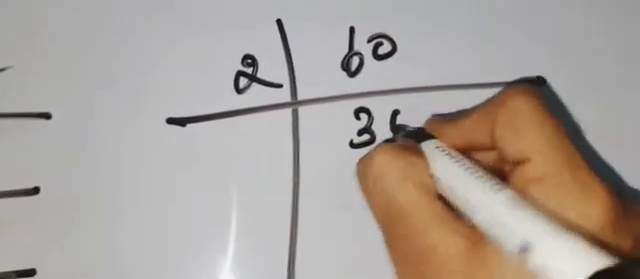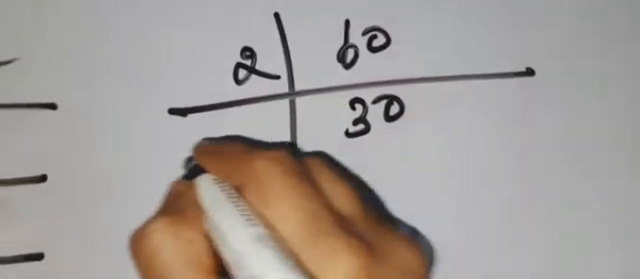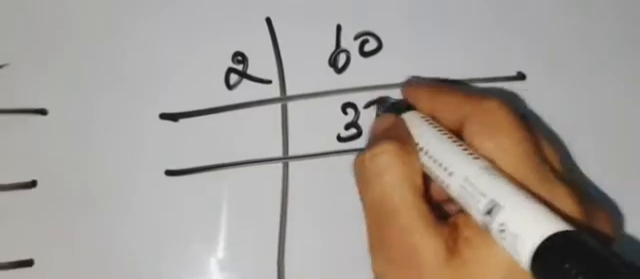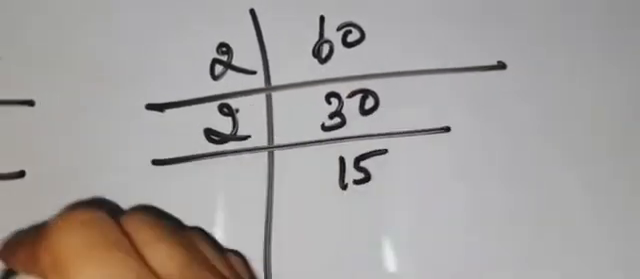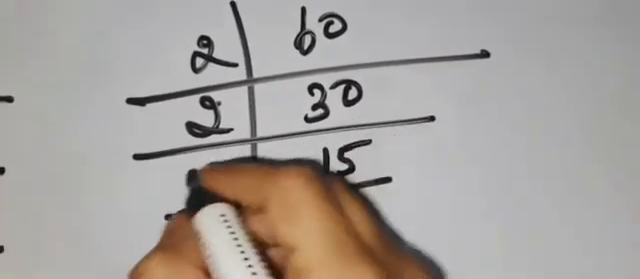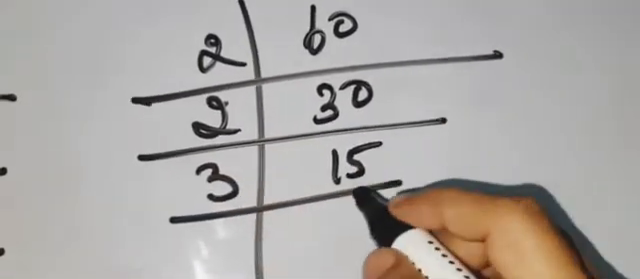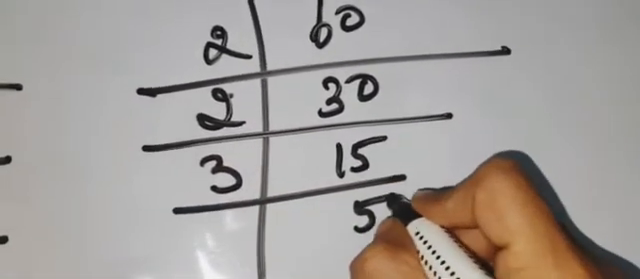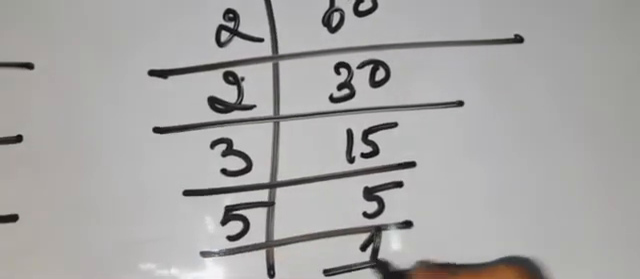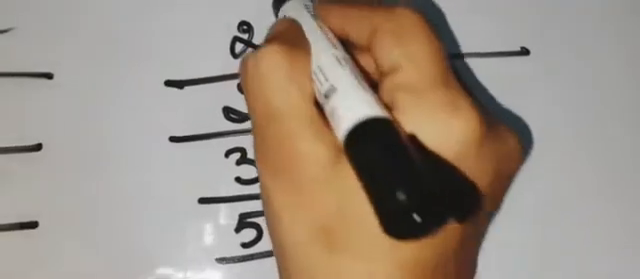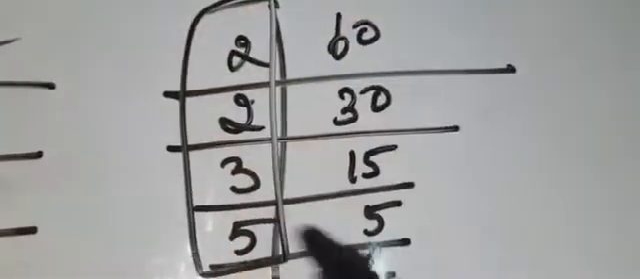2 into 30 is 60. Again, this 30 is divisible in the 2 table. 2 15s are 30. 15 is divisible in the 3 table. 3 5s are 15. 5 is divisible in the 5 table. 5 1s are 5. So these are all the prime factors of the given number 60.